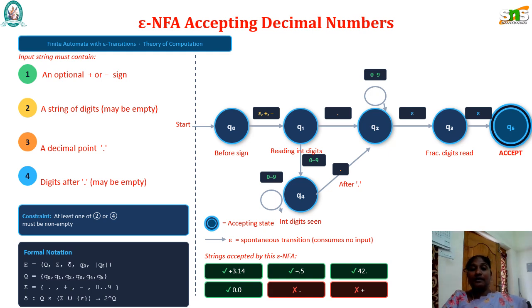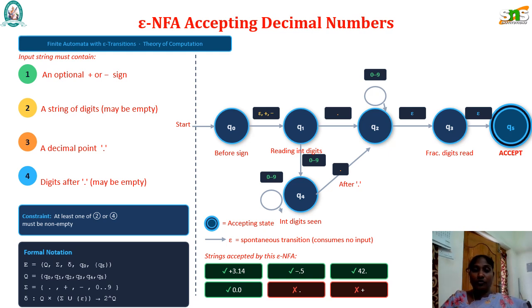So this is a transition diagram for accepting decimal numbers using the Epsilon-NFA. Q0 is the starting state. It has an incoming arrow. From Q0 to Q1, the transition function may take an input symbol plus or minus, or an empty string, and it moves to Q1. From Q1, if it reads digits, it goes to Q4. When it reads digits again and again, a self-loop is applied, and Q4 remains in the same state.